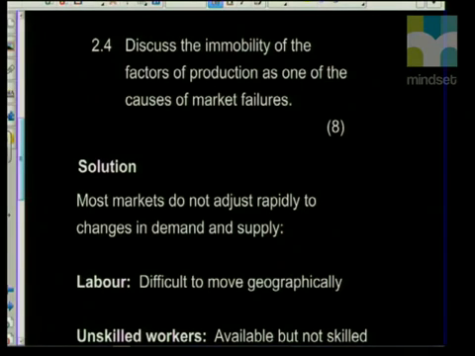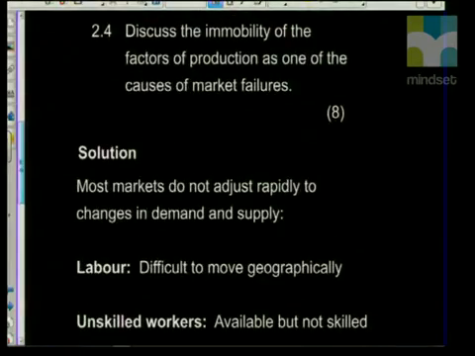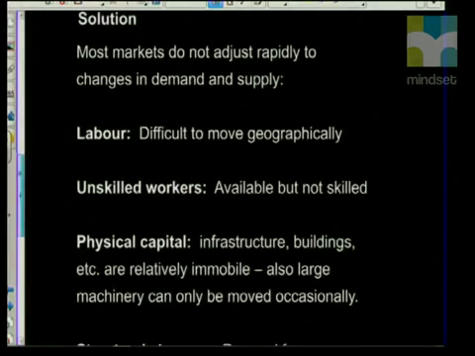Now, what would the term market failure refer to? It refers to a situation where the market cannot meet the demands of the consumer. I'm showing you the solutions, and the important thing that I want to underline here is the factors of production and the immobility thereof. So in your answer, you can really just list the factors of production and discuss how some of these factors of production are immobile in certain situations. And this is what your answer should look like.